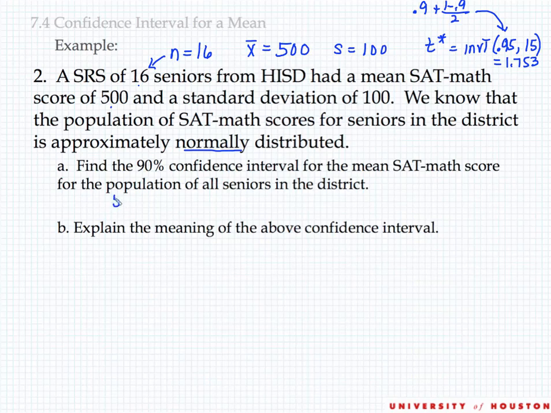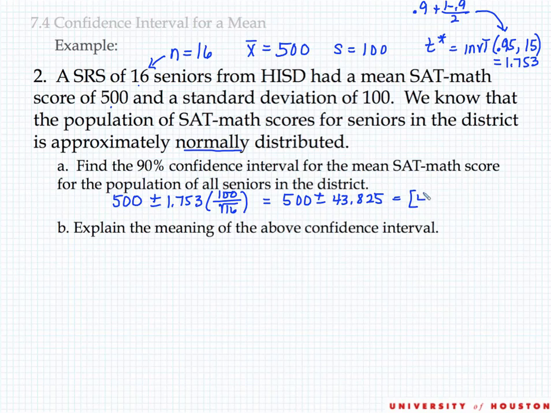So my confidence interval will be my sample mean plus or minus this critical value times our standard deviation over the square root of n. This makes my margin of error 43.825. So my confidence interval is 456.175 to 543.825.